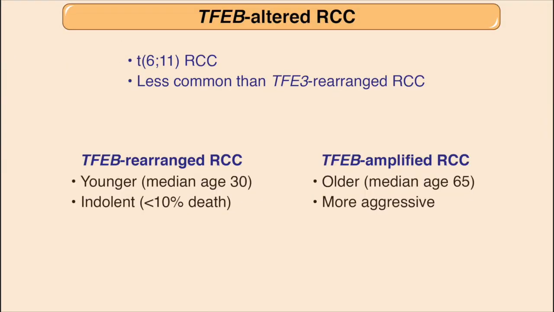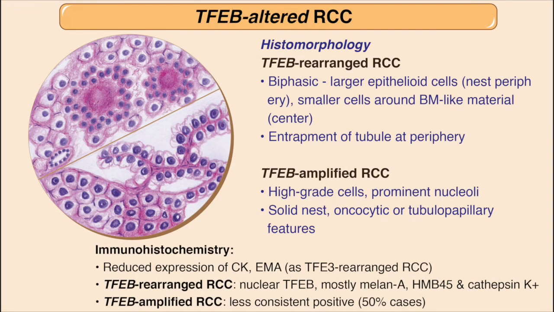TFEB altered RCC or t(6;11) translocation RCC. They are less common tumors as compared to TFE3 rearranged RCC, and they are of two types. TFEB rearranged RCC occurring in younger patients with a median age of about 30 years, and TFEB amplified RCC in older patients with median age of 65 years. TFEB amplified RCCs seem to be more aggressive, whereas TFEB rearranged RCCs have an indolent course with less than 10% resulting in patient death. Both of them display a slightly different morphology.